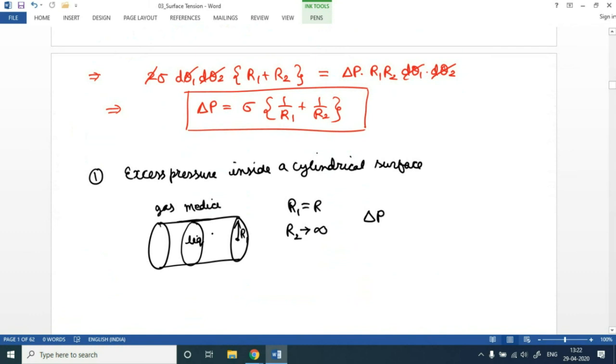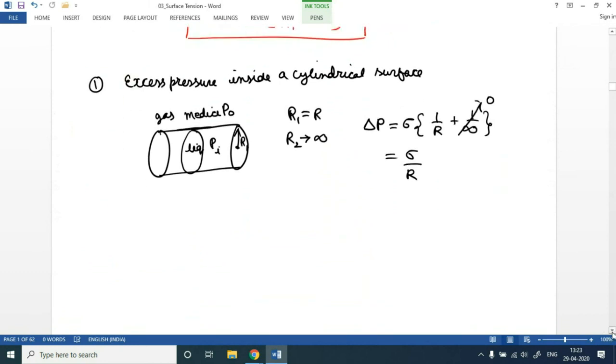So if this is p inside and this is p outside, obviously p inside is greater than p outside, and this delta p would be nothing but sigma into 1 by r1, which is r, plus 1 by r2, which is infinity. So this term will be approximately equal to 0. So excess pressure would be simply sigma by r.